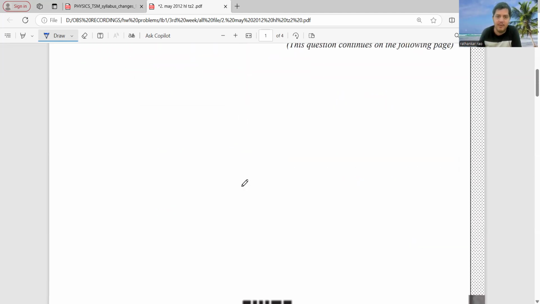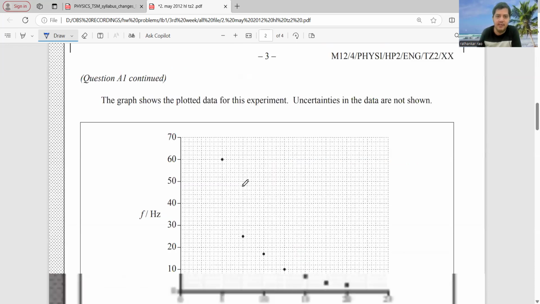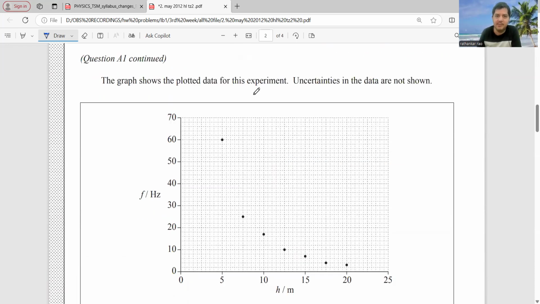Now let me go back to this. The graph shows the data plotted for this experiment. Uncertainties are not shown. What is happening here? When the height of the girder is 5 meters, the frequency is very high. When the height keeps on increasing, the frequency starts reducing. I think that is obvious, because when you keep on increasing the height, it will stand on its own height weight, and as a result it will not be able to oscillate so much.